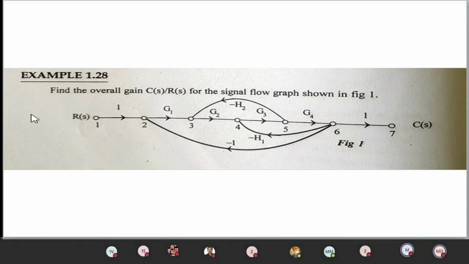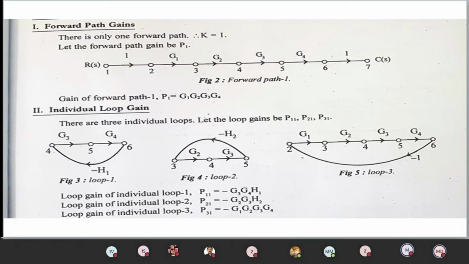So you can notice in all 3 cases, the individual loop starts at one node and ends at the same node, but it travels through other nodes only once. Take care. So first we arrive at 2 results. The forward path count k is equal to 1 because you have only one forward path: 1 to 2, 2 to 3, 3 to 4, 4 to 5, 5 to 6, 6 to 7. So G1, G2, G3, G4 is the forward path gain P1, and k is equal to 1.